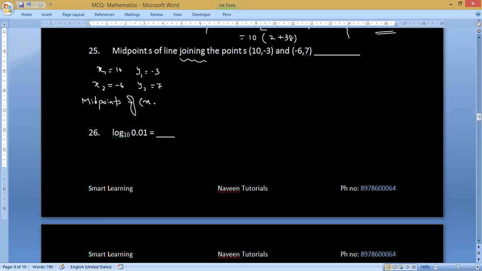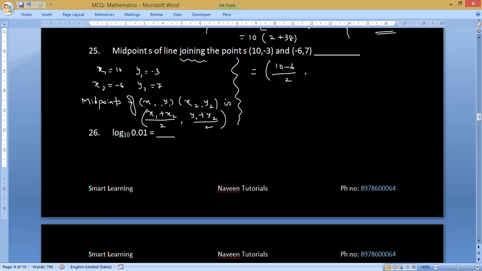the midpoint of (x1, y1) and (x2, y2) is ((x1 plus x2) by 2, (y1 plus y2) by 2). What is the formula? (x1 plus x2) by 2, (y1 plus y2) by 2. Now just substitute the values in the formula. x1 plus x2 means 10 minus 6, by 2, comma, y1 plus y2, that is minus 3 plus 7 by 2.